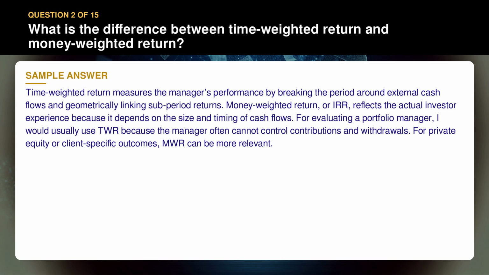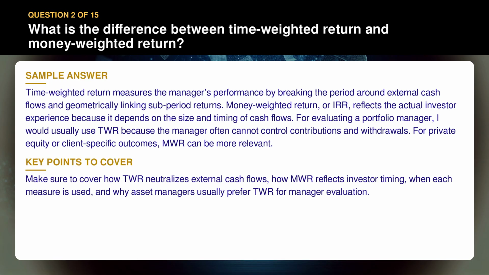For evaluating a portfolio manager, I would usually use TWR because the manager often cannot control contributions and withdrawals. For private equity or client-specific outcomes, MWR can be more relevant. Make sure to cover how TWR neutralizes external cash flows, how MWR reflects investor timing, when each measure is used, and why asset managers usually prefer TWR for manager evaluation.